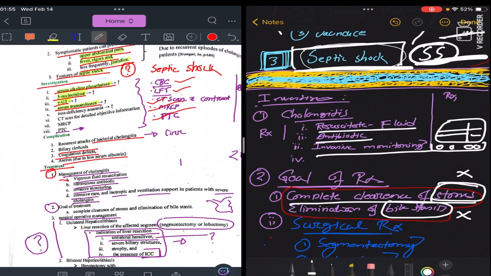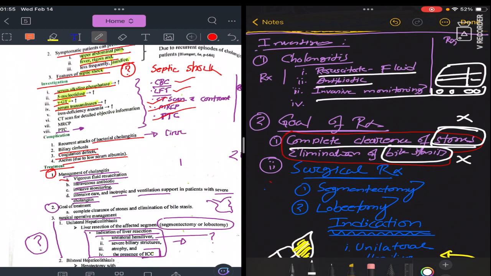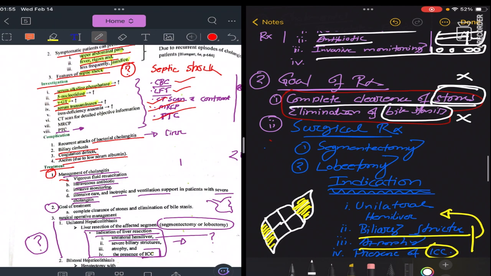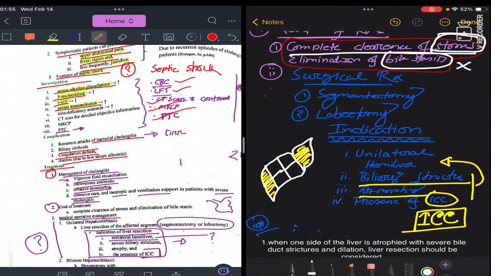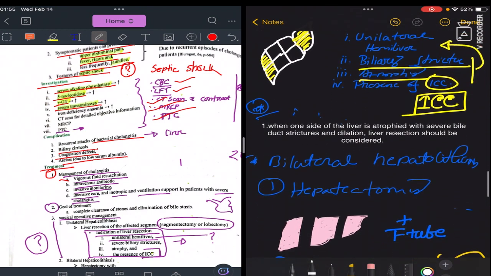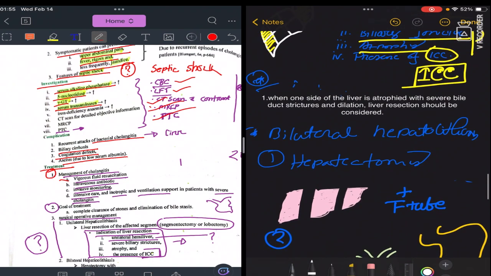Okay, then the treatment is complete resection of the stones and elimination of the bilateral. Surgical treatment is segmentectomy or lobectomy. Indication is unilateral hemiliver, biliary stricture, atrophy and presence of intrahepatic cholangiocarcinoma. When one side of the liver is atrophied with severe bile duct stricture and dilatation, liver resection should be considered.